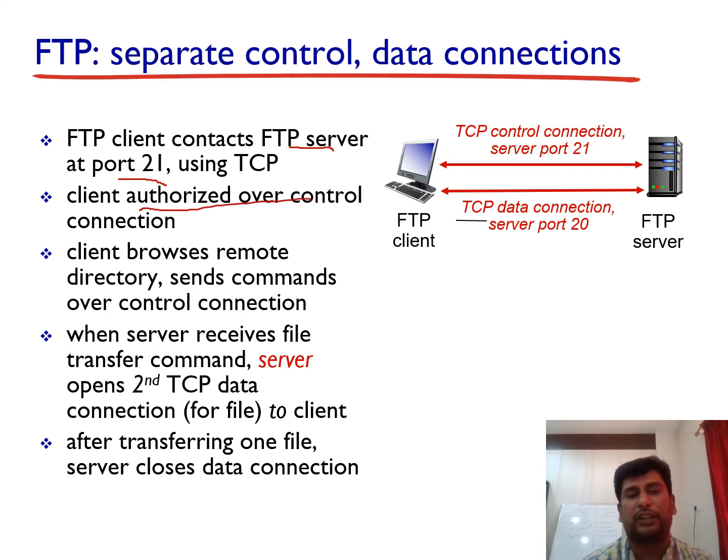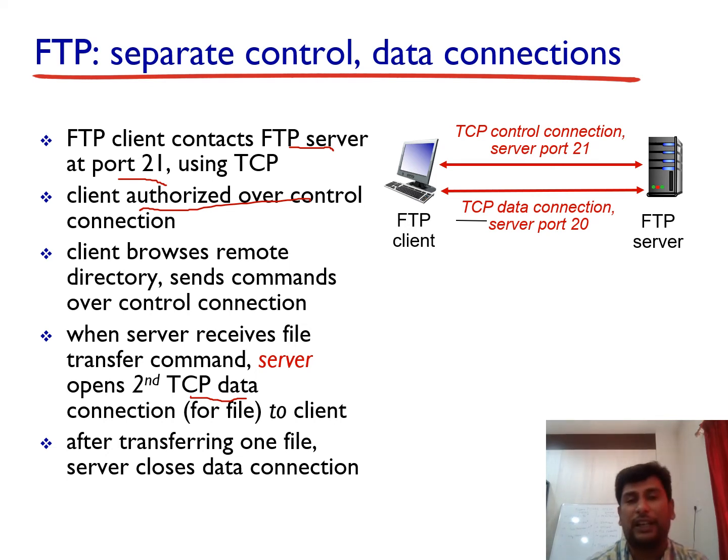The client is authorized over the control connection. The client browses the remote directory and sends commands over the control connection. For instance, if it would like to receive certain files from the particular FTP server, it will send the commands over this control connection, and this is done through the TCP transport layer protocol. Once the FTP server receives that file transfer command saying that I need a particular file, the server opens the second TCP connection. This time it's a data connection. The request was made over the control connection, and now over the data connection it will send the file to the client.